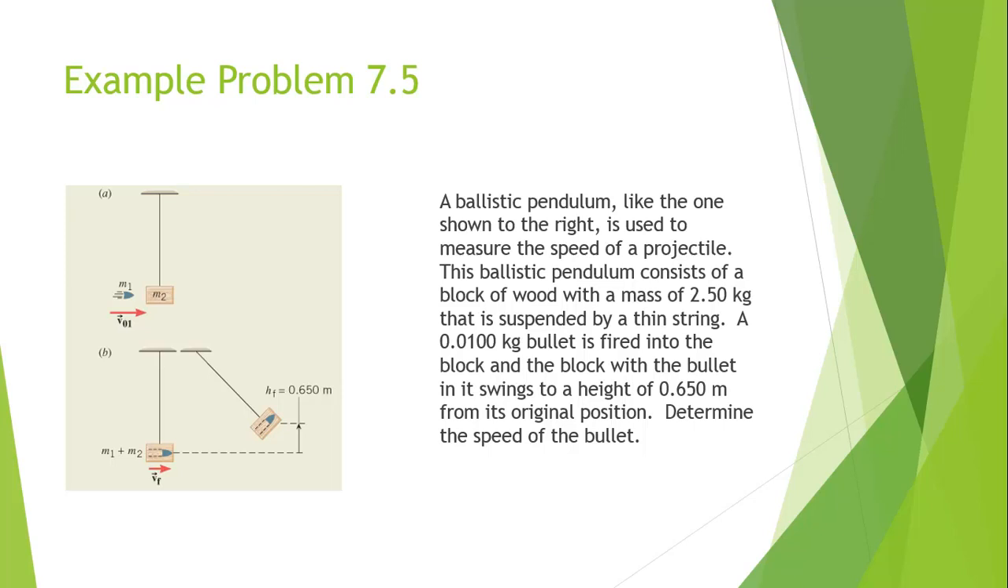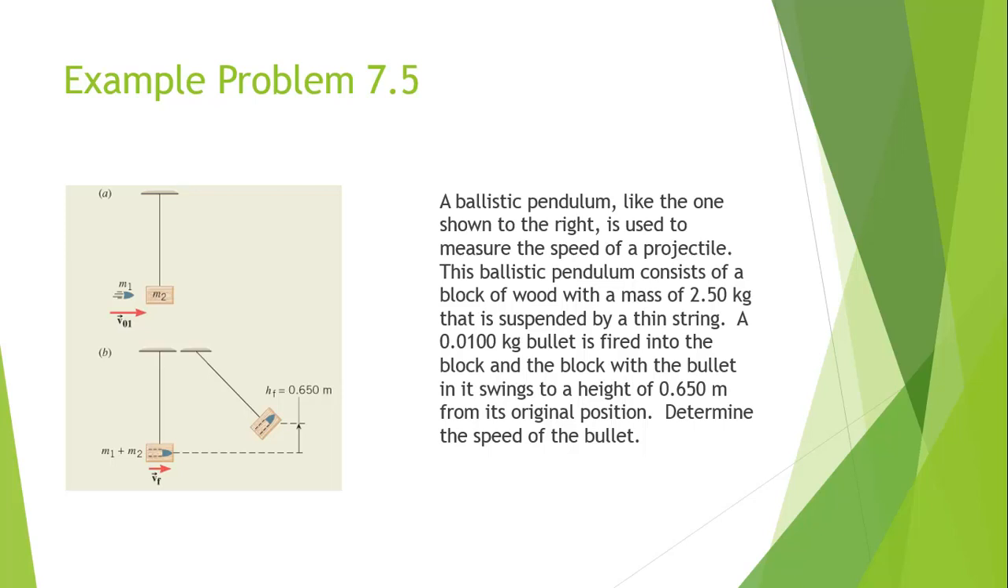So the ballistic pendulum consists of a block of wood with a mass of 2.5 kilograms and is suspended by a thin string. And a 0.01 kilogram bullet is fired into the block, and the block with the bullet swings to a height of 0.65 meters from its original position. Determine the speed of the bullet.